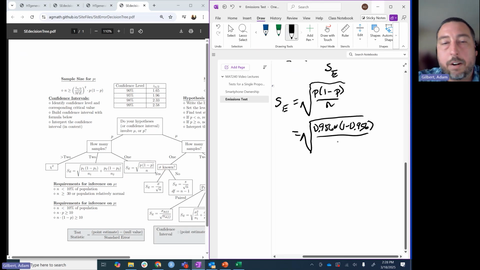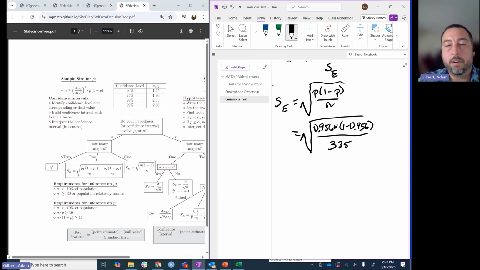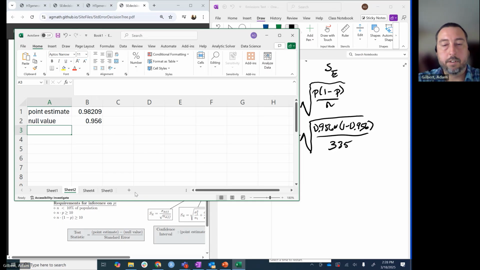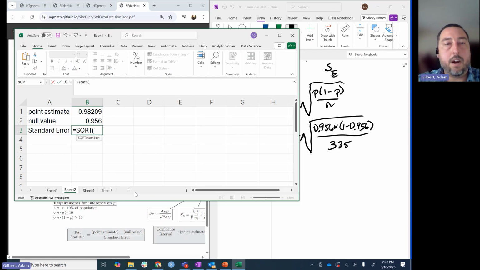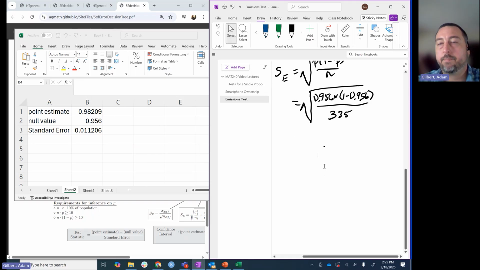All divided by our sample size, which was 335 cars here. So we'll run to Excel and we'll compute that. Standard error: we have equals square root, now we're going to take our null value, that's the assumed correct value, B2, times 1 minus B2. We're going to divide that by our sample size, 335. And we get 0.0112. So we'll come back to OneNote and we'll drop that in.